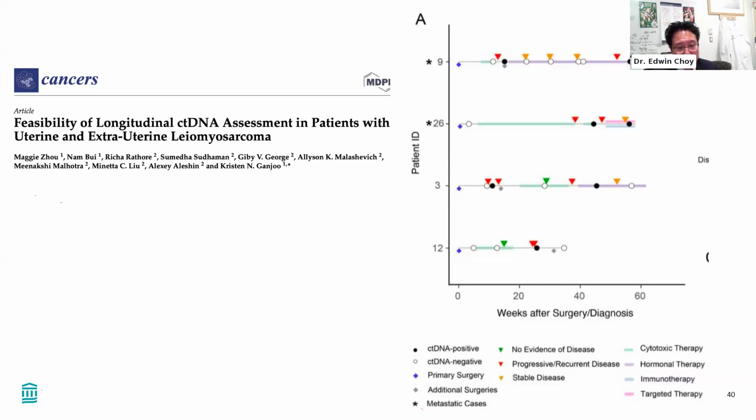And you can tell from these 4 patients that a red is almost always followed by a black circle, right? In number 26, a red triangle suggested scans show disease progression. Black circle indicated that there was ctDNA then found in the blood. And so this shows a pretty high correlation between positively showing ctDNA versus positively showing CAT scans that show disease growing.